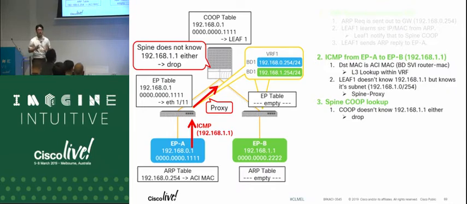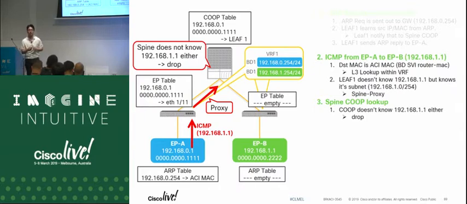And we don't have the 1.1 IP address yet. So that's why we move on to the routing table. And in the routing table, we have a pervasive route for the 1.1 IP. So that's why we decided to do the spine proxy, then send it to spine.